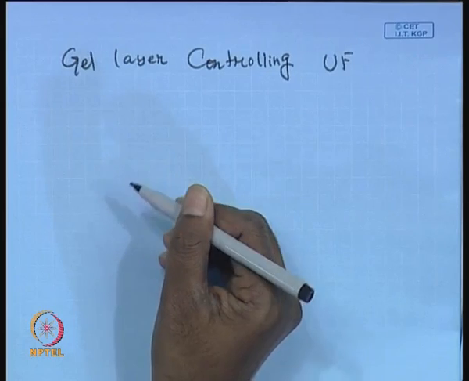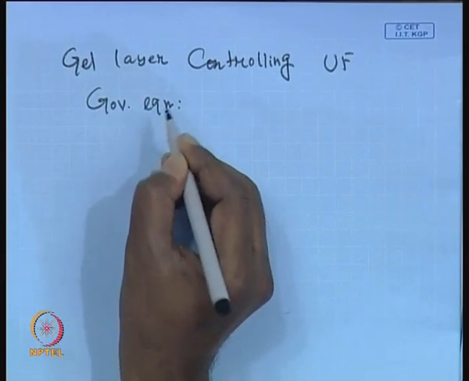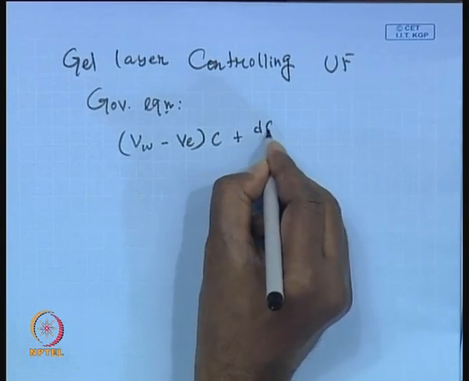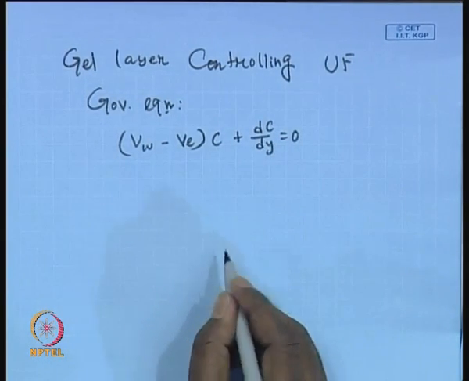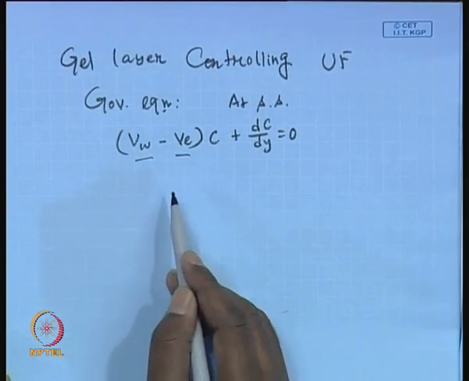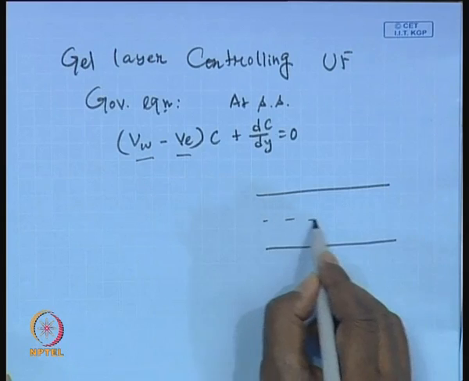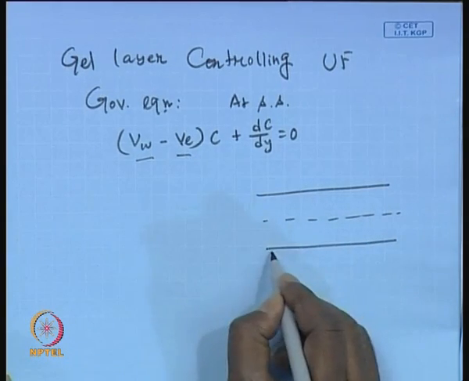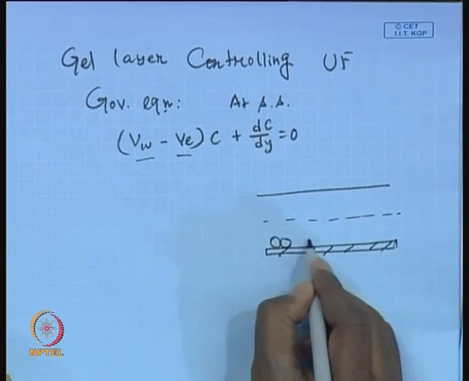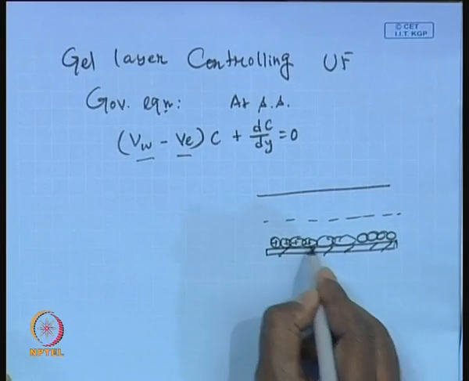Gel layer controlling UF, and it is basically the governing equation in this case becomes (VW minus VE) times C plus D dC/dy is equal to 0. Okay. At the steady state, the one dimensional analysis. So, these two velocities, they are opposite in direction. Why? So, you are going to have a system something like this. It is a channel and the membrane is placed here in the bottom of it. Okay. Top place, let us say all the particles, they will be forming a gel type of layer over the membrane surface and they are positively charged.